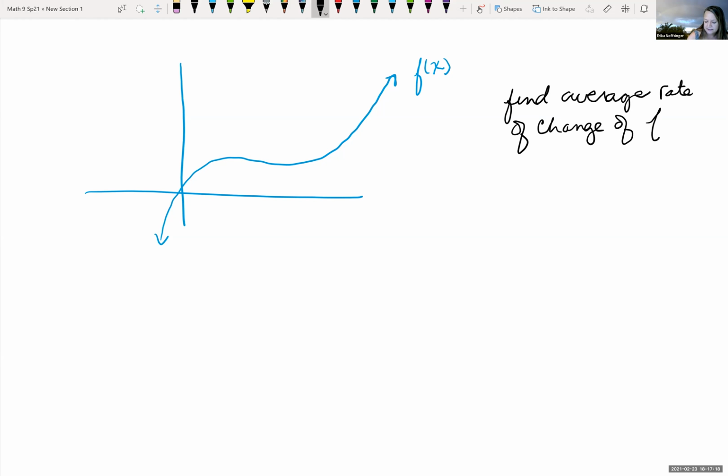of f of x on the interval AB. So this is not talking about a point. This is talking about an interval of our x value, some value here A, and maybe some value here B. And so if we wanted to find the average rate of change between A and B, basically we're looking at the slope between these 2 points.